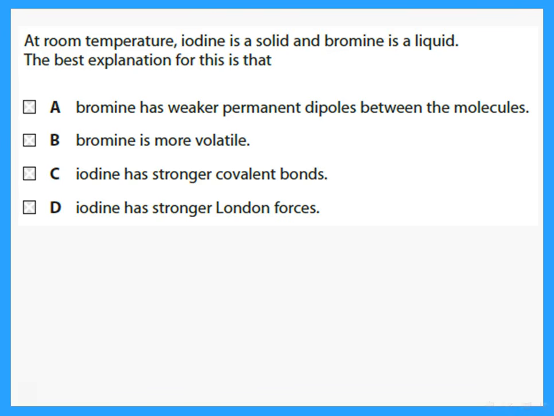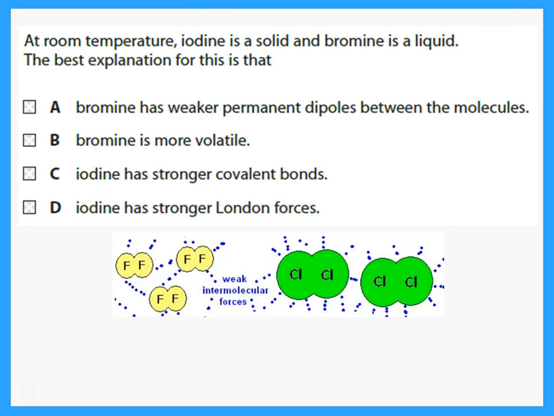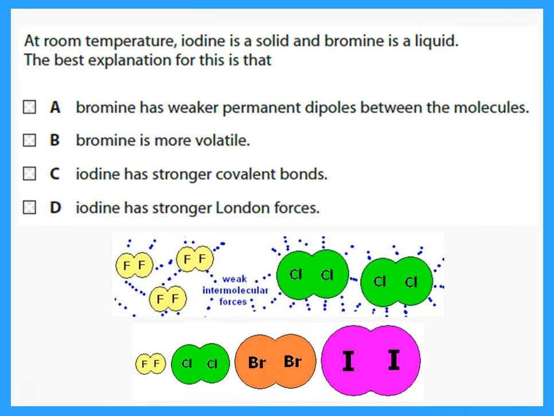Okay? At room temperature, iodine is a solid, bromine is a liquid. What was the explanation for this? We said as we go down the group, the boiling point increases. So bromine is a liquid, iodine is a solid. Why is that? We said this is due to the weak intermolecular forces that get stronger as we go down the group. So it is actually because iodine has stronger London forces.